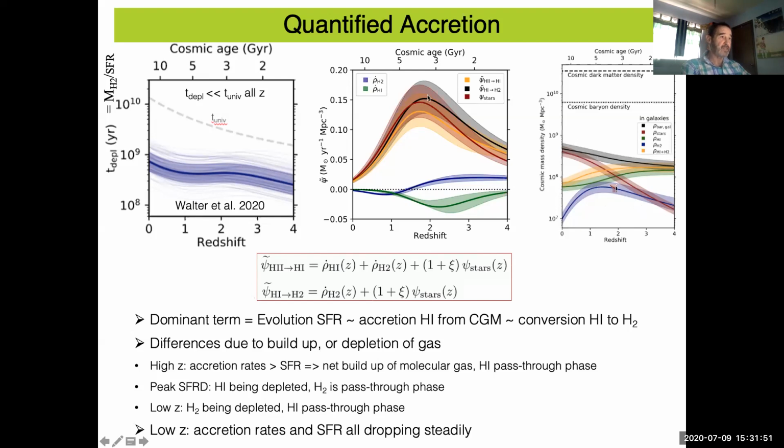Intermediate redshift, these curves start crossing. The derivative of the molecular gas is roughly 0. It's turning over, so it's sort of a pass-through phase, but the hydrogen is depleting, and that's what's maintaining the star formation rate. And then as you drive down to the lowest redshifts, everything is declining with time, the star formation rate being driven by this general decline of the accretion rates and the depletion of molecular hydrogen.